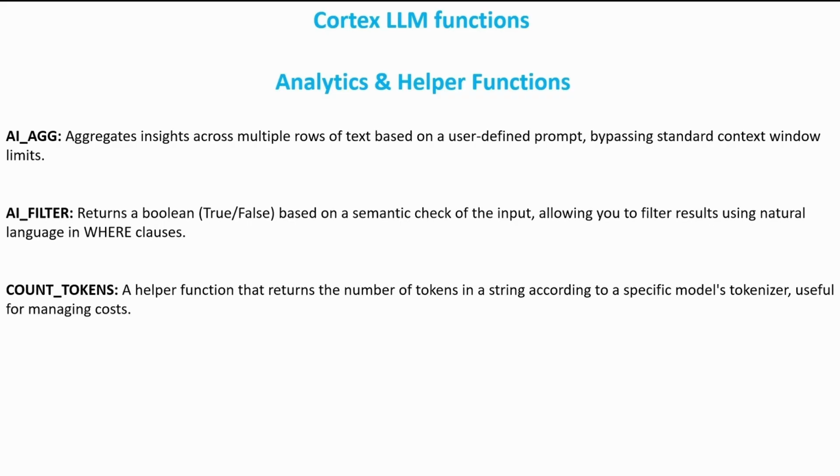And next is AI tokens. It is a helper function that returns the number of tokens in the string according to a specific model's tokenizer, useful for managing cost. Last one is AI similarity. It calculates the semantic similarity between the two input values.